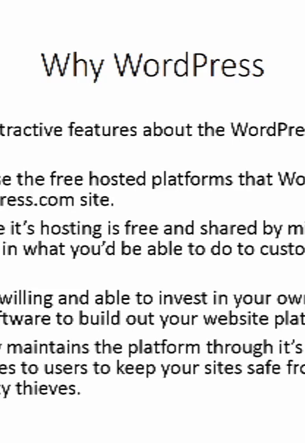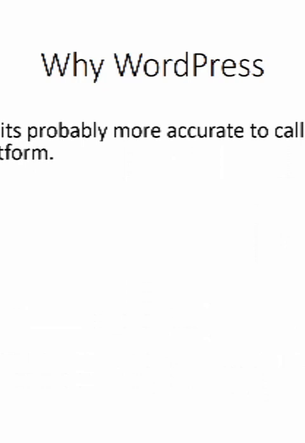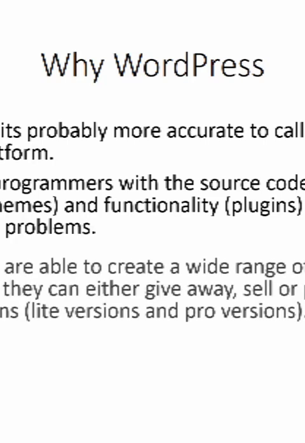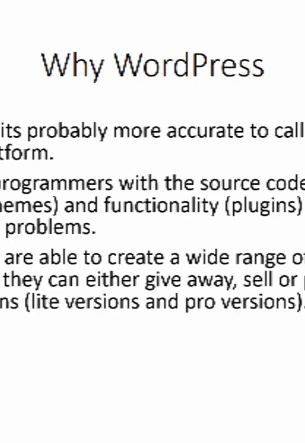WordPress actually maintains the platform through its centrally located hub, sending updates to users to keep your site safe from spammers and hackers and identity thieves. Instead of free, it's probably more accurate to call WordPress an open source platform. That means that programmers with the source code can design different looks, which are called themes, and functionality, which is called plugins, for users that have specific goals and problems. These developers are able to create a wide range of applications to the platform that they can either give away, sell, or provide lead generation versions, which they call the light version, and then allow people to upgrade by paying to the pro version.